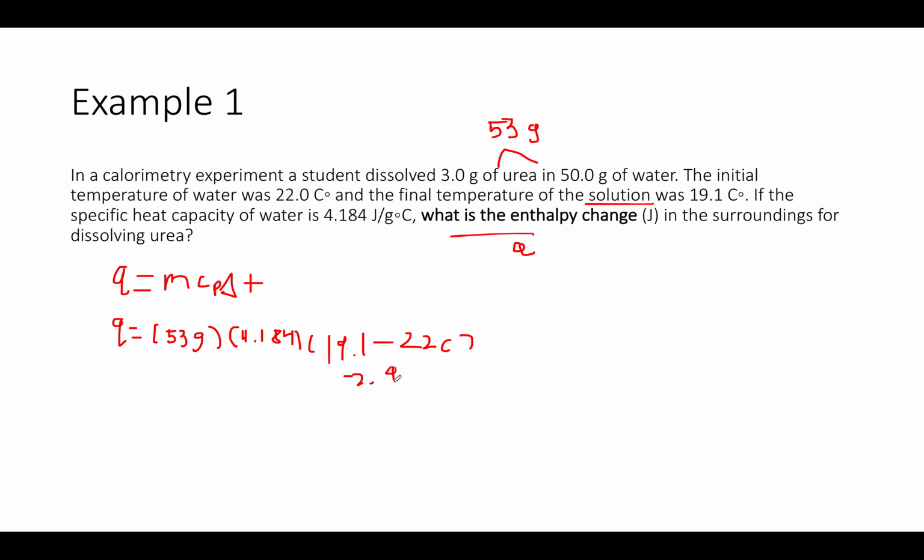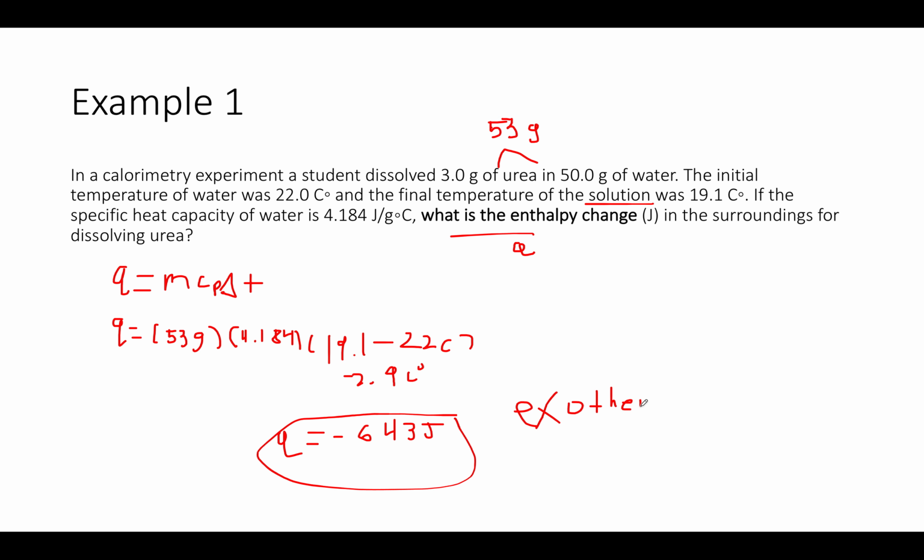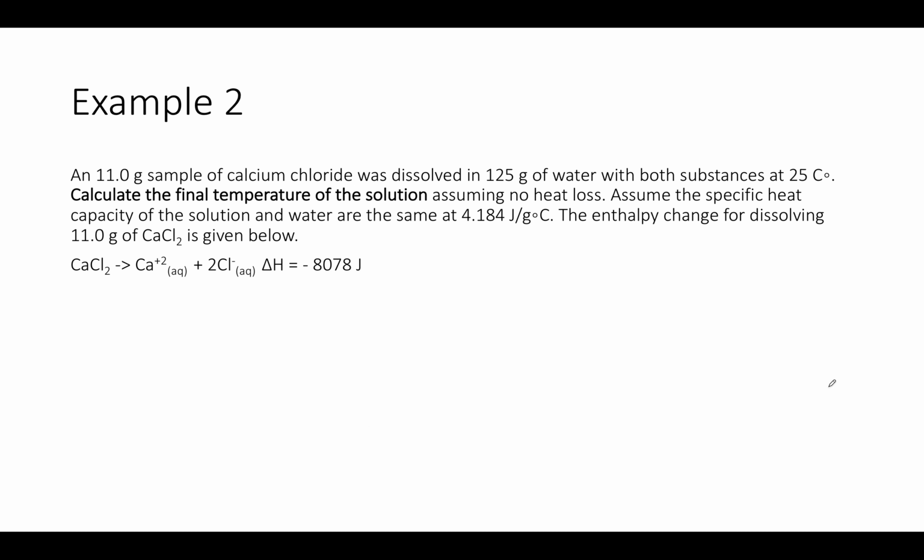So when you do the multiplication, you get that the heat of the solution equals negative 643 joules. It doesn't ask, but you could classify this reaction as exothermic because you have a negative value for Q. That means we're losing heat here. It's a net loss of heat. Okay, that was fun. Let's take it up a notch.